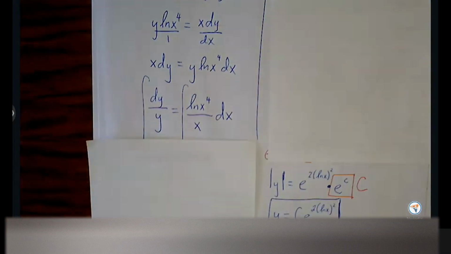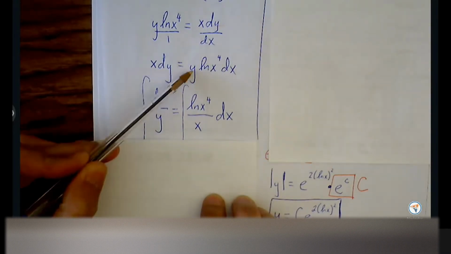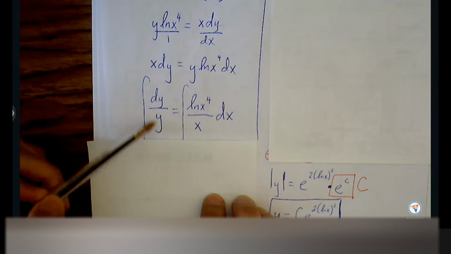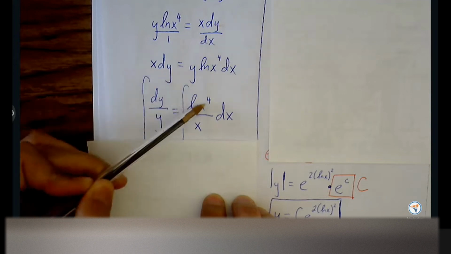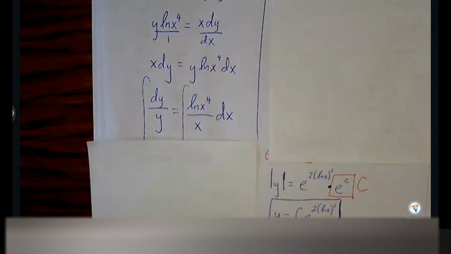So we have the y swapping places with the x divided by y, so I have dy over y, divided by x, so I have natural log of x to the fourth over x dx. Full separation is achieved. We're now ready for the calculus portion.